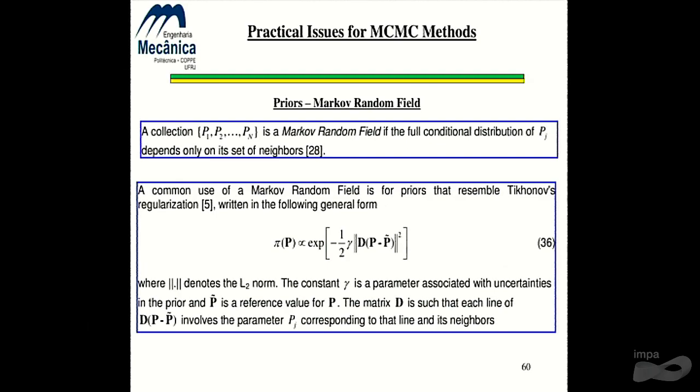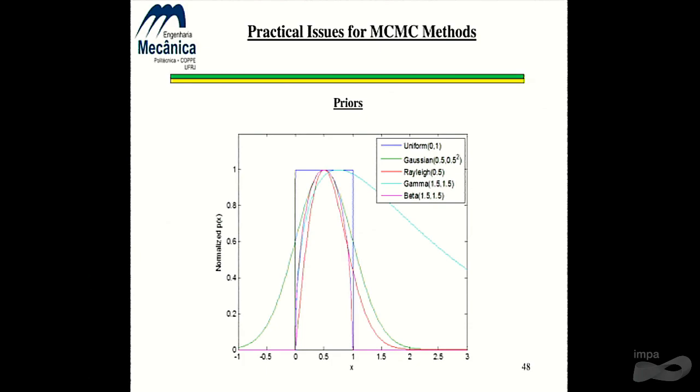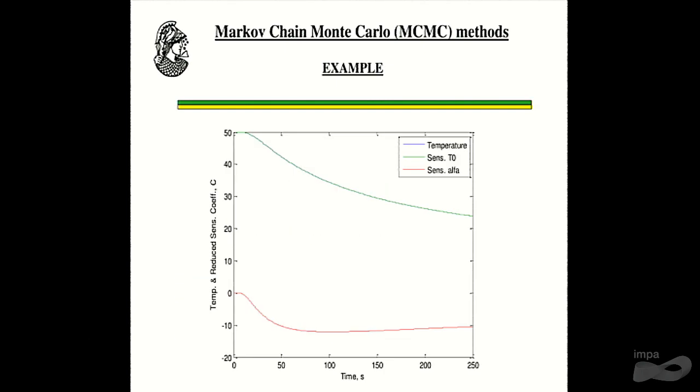So these other kinds of priors are very useful when, for example, you have one single parameter. For example, your parameter is like in this case, the initial temperature, which is constant, and the thermal diffusivity that is constant. So they are very useful in these situations.